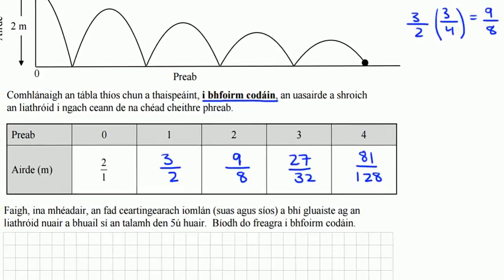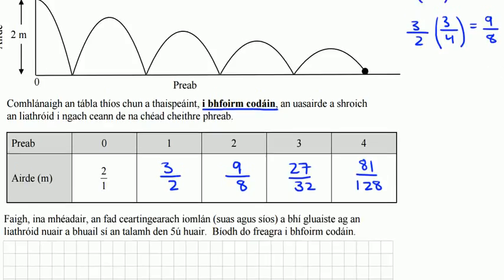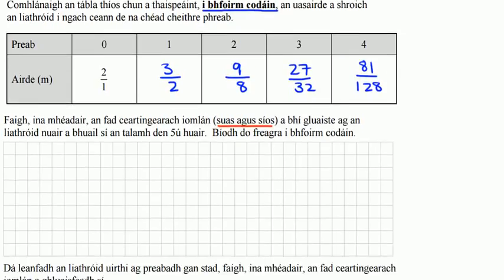Then they ask us to find in meters the total vertical distance the ball travelled when it hit the ground for the 5th time. So the distances that we have to think about is the 2 meters at the start, then it's travelling up to 3/2 and down again, up to 9/8 and down again, up to 27/32 and down again, and up to 81/128 and down again. So I'm going to show 2 different ways that we can do this.